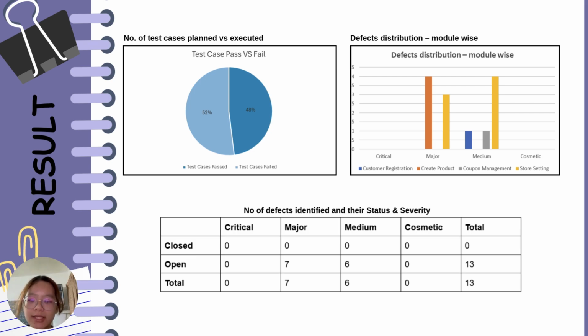Out of these, 12 test cases passed while 13 test cases failed, resulting in a pass rate of 48% and a failure rate of 52%. The failed test cases mainly occur due to missing input validation and error message handling.